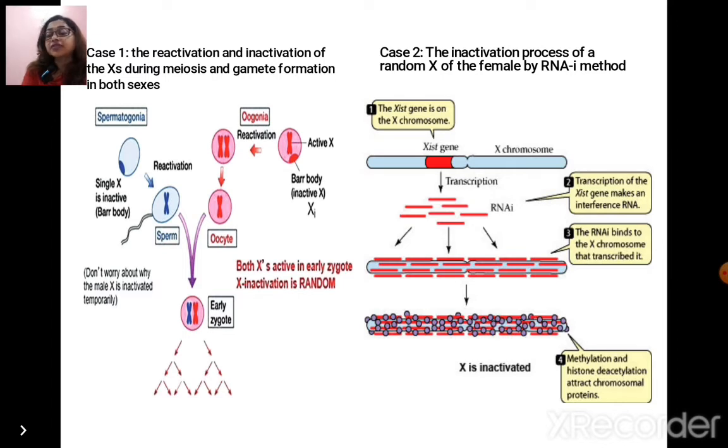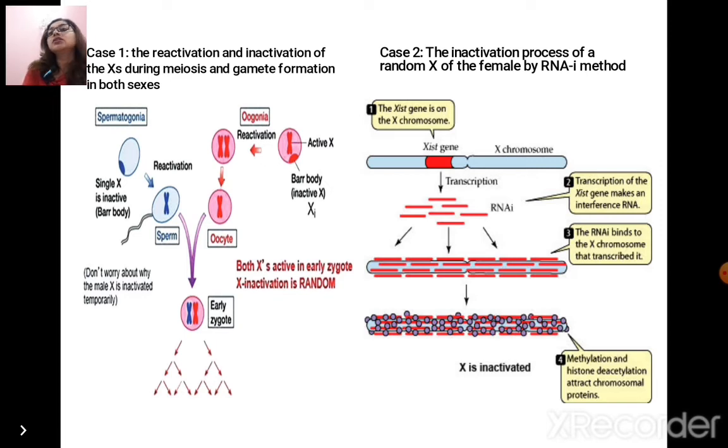Now, we don't know which X chromosome has been coming from the mother. After fertilization, there is a random inactivation of the X, and a single bar body in the case of normal females, where two X's are present, could be seen. Now, we don't know which X particularly is being inactivated, whether the X coming from the father or the mother.